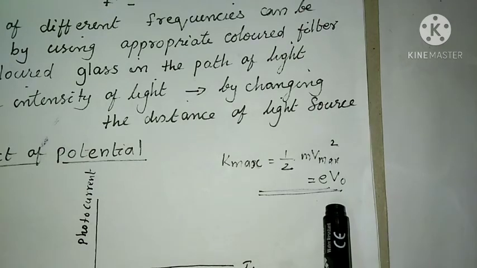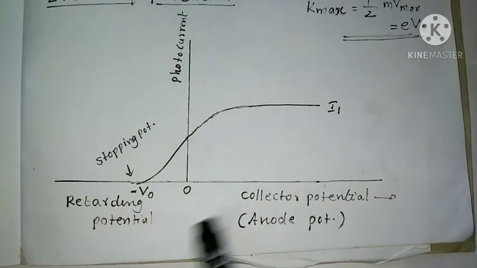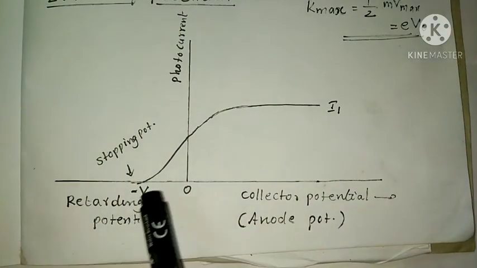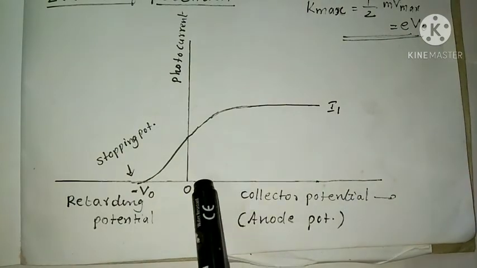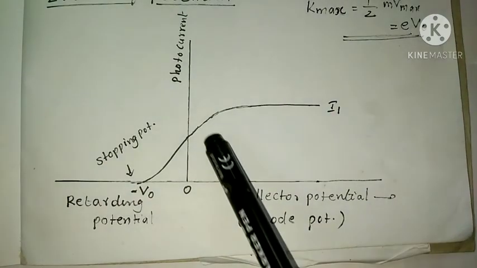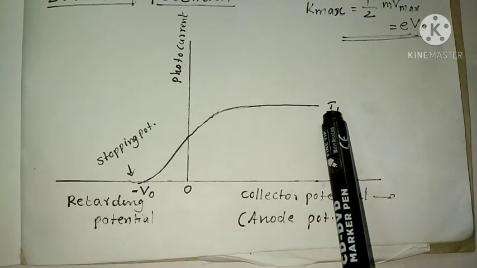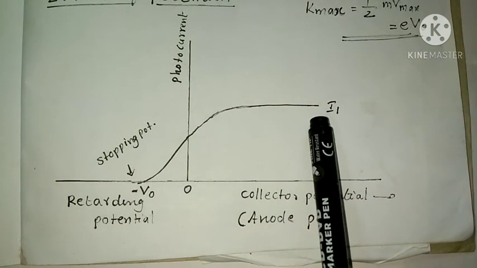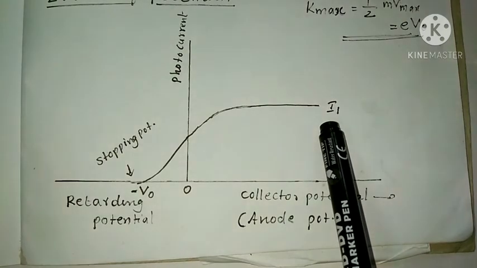Clear? So this is the effect of potential on photocurrent. When you change the polarity of the potential at the collector and the emitter, we can draw the graph like this. For a fixed intensity, when the collector potential increases, the photocurrent increases and reaches a saturation value. This maximum value of photoelectric current is known as the saturation current.